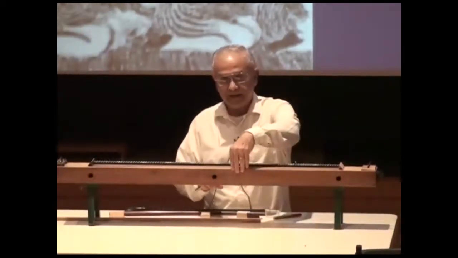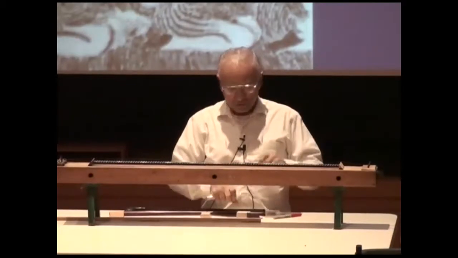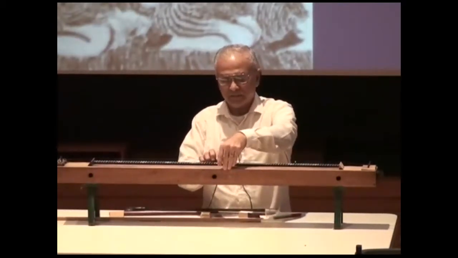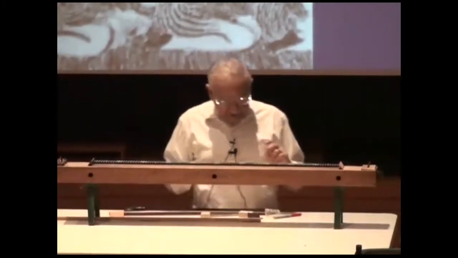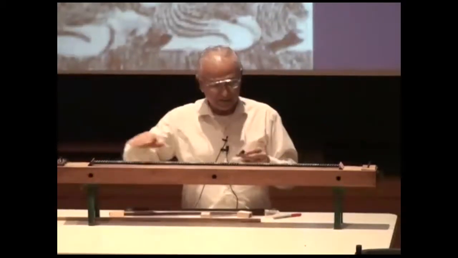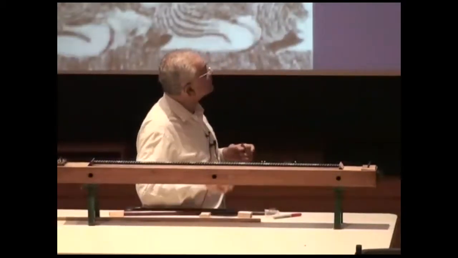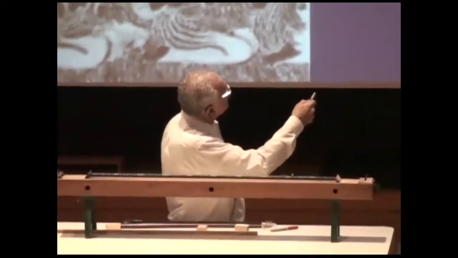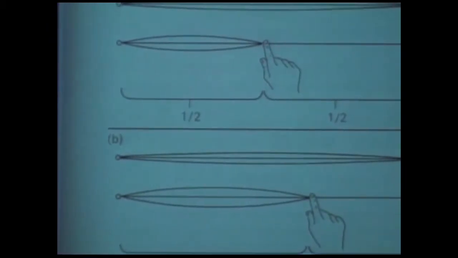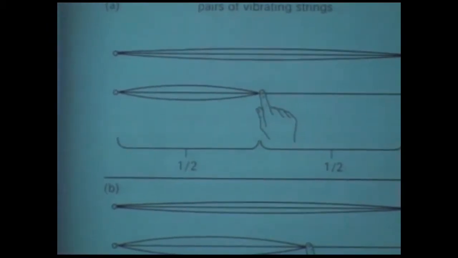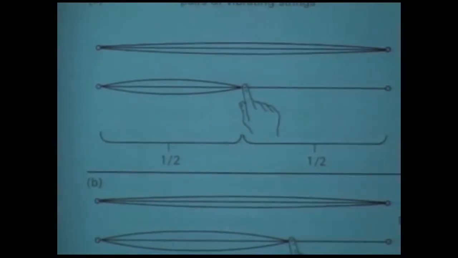Can you hear it? Now if I have another string which is exactly the same length, it'll also make the same musical note. So I have two musical notes that are identical, because they are the same length. Now what Pythagoras recognized is that if I take the second string and cut it in half, as shown in the picture, then this second string makes a different musical note than the first string. But there's a relationship between the two musical notes.